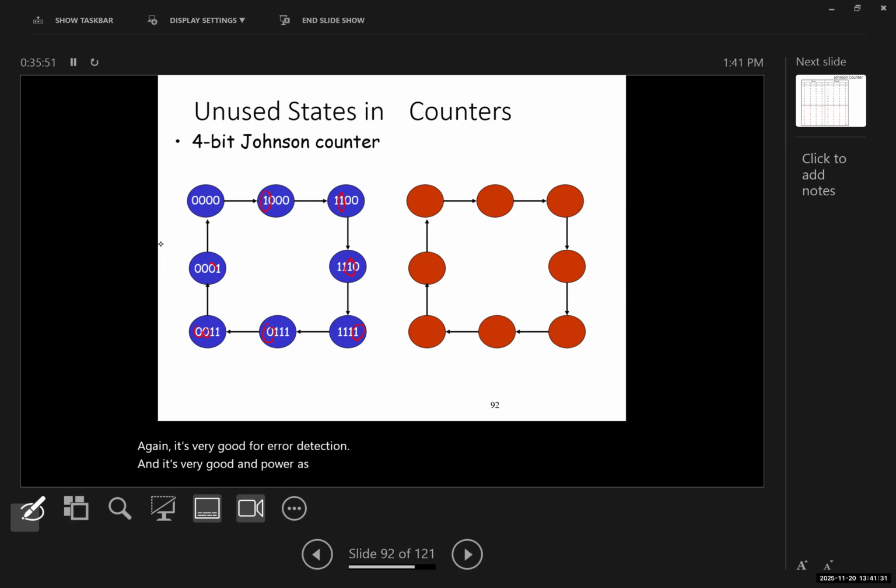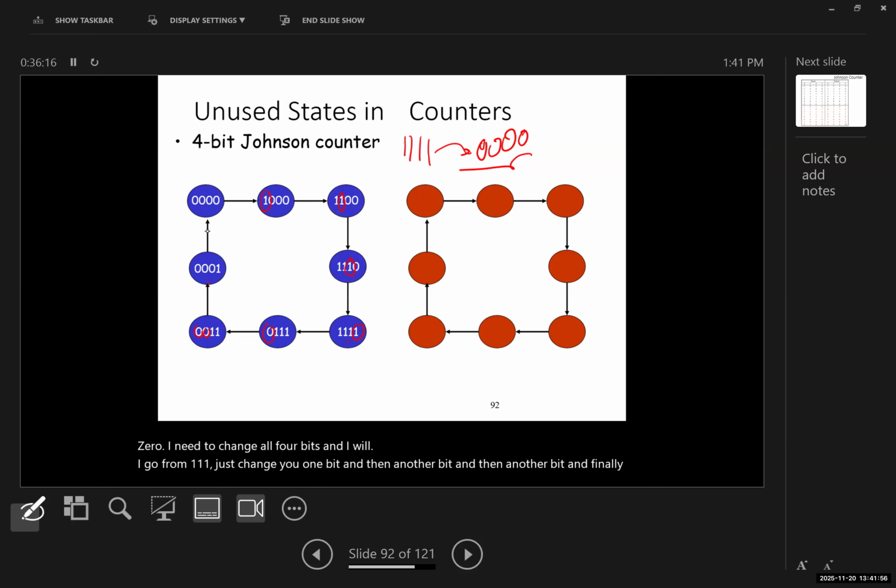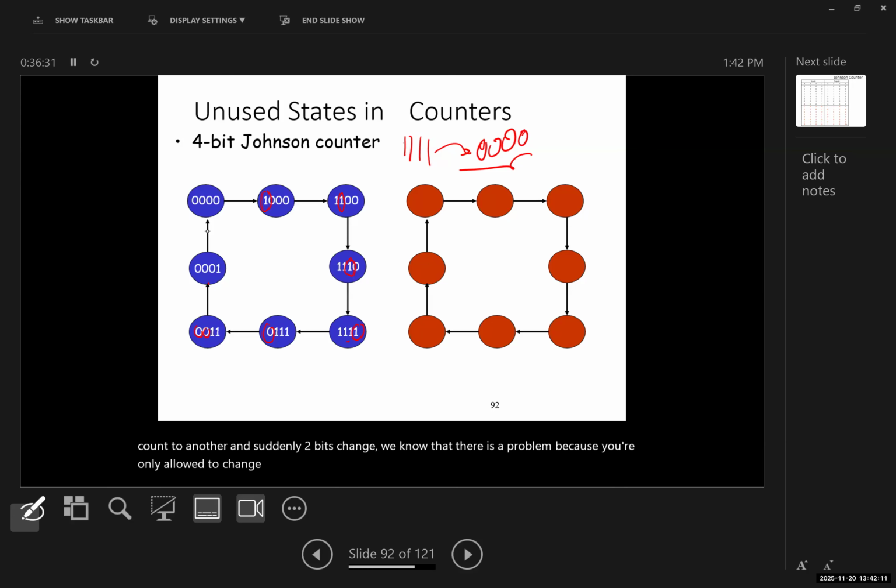Why? Because if I had a binary counter and wanted to go, for example, from 1, 1, 1, 1 back to 0, 0, 0, 0, I needed to change all 4 bits. But here, I go from 1, 1, 1, just changing 1 bit, and then another bit, and then another bit, and finally going back. So it significantly reduces the energy consumption, and we are easily able to find the error, because if you go from one count to another and suddenly 2 bits change, we know that there is a problem, because you're only allowed to change 1 bit at a time in a sequence.